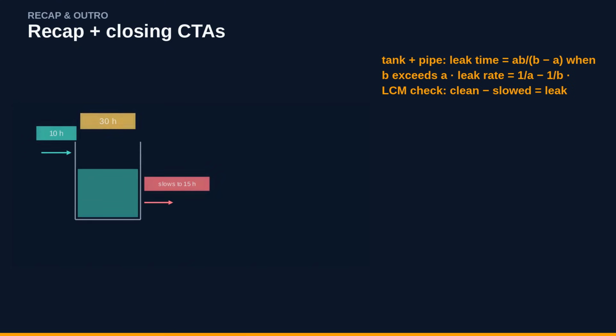A leak is the missing emptying rate that slows a clean fill. Name A as the clean fill time and B as the fill time with the leak. And when B is larger than A, the leak's time to empty a full tank is A times B over B minus A. Cross-check with the lowest common multiple. Leak rate is clean rate minus slowed rate, then invert. Do not answer B minus A, that subtracts times and is not a rate.